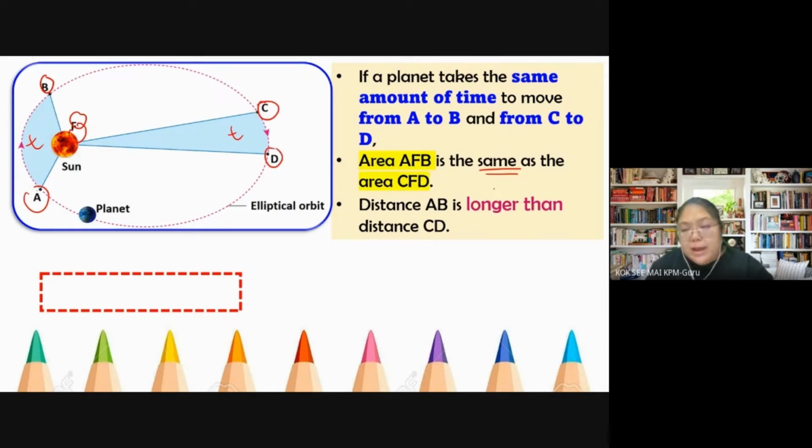Okay, both areas should be the same. So that means Kepler's second law is only talking about two things: one is time, another one is area. Okay, now we're going to see number 3.